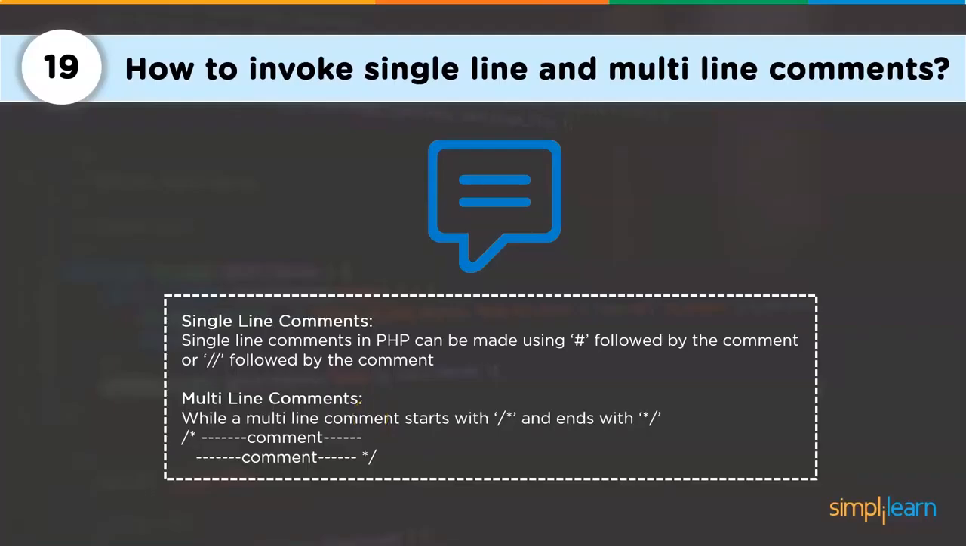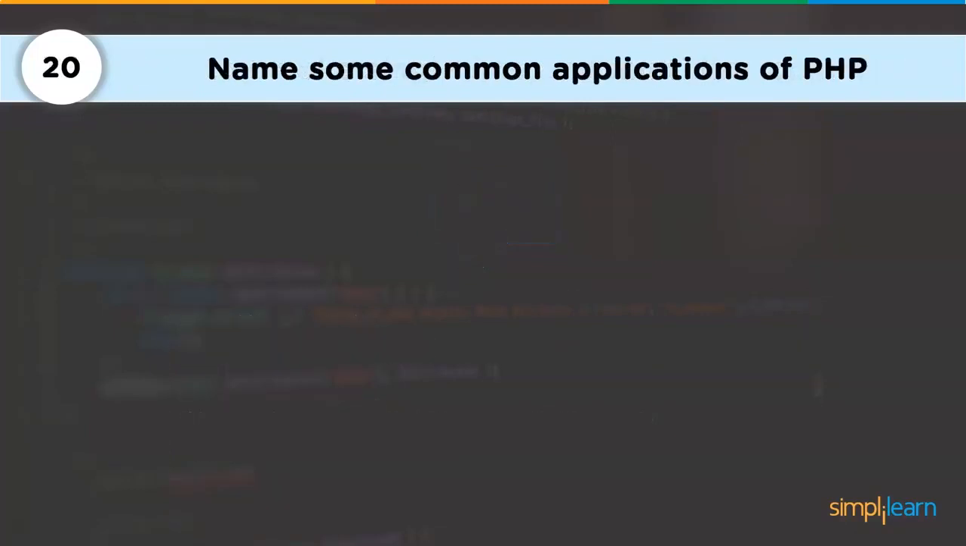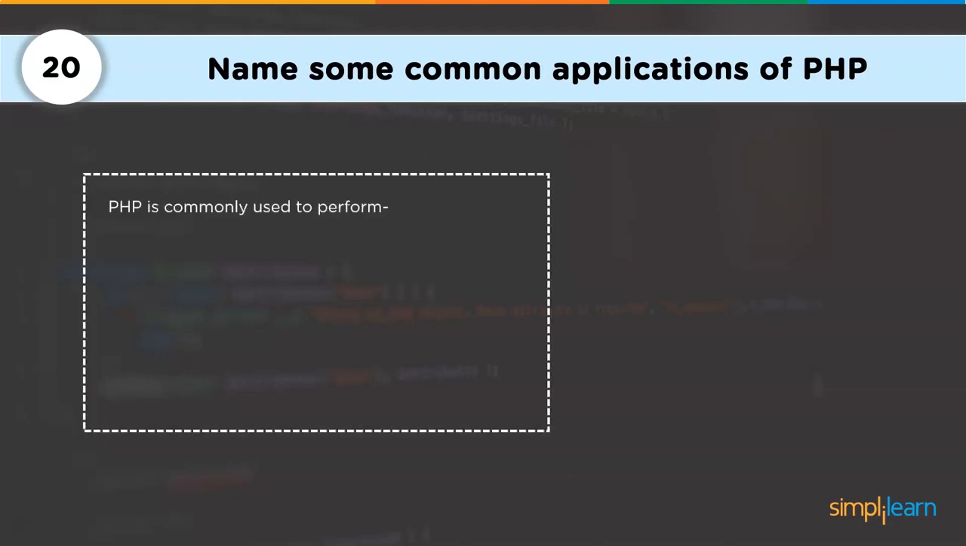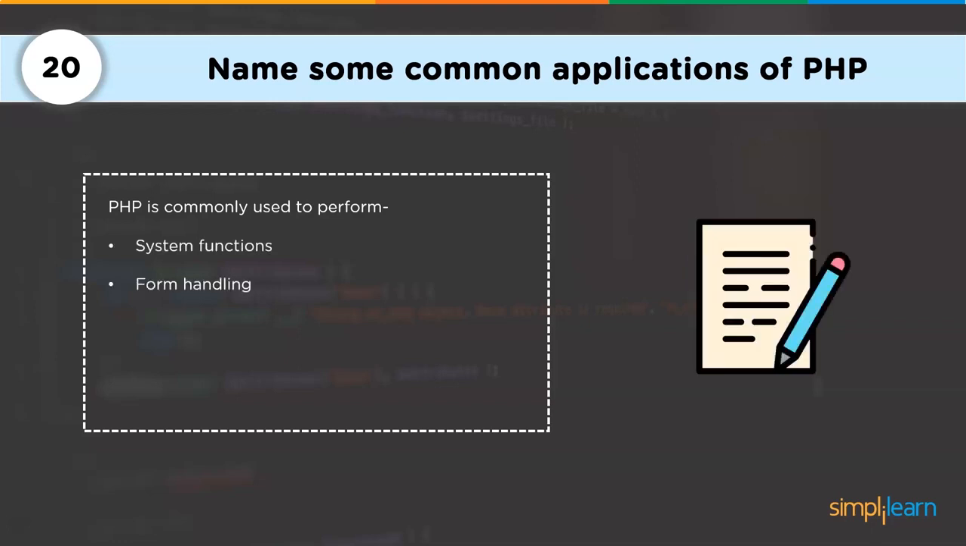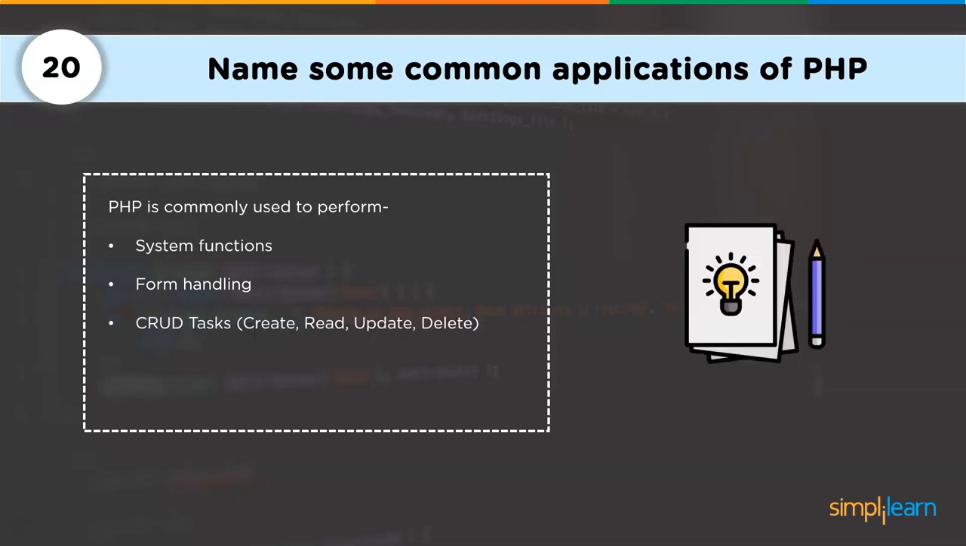Now let's move on to the next question: name some common applications of PHP. Some of the most commonly used PHP applications are system functions and form handling. PHP is very commonly used to handle the forms that you see on web pages. Then CRUD tasks. CRUD stands for create, read, update and delete. When you are working with databases, this is a very important part, and PHP is very commonly used in that.